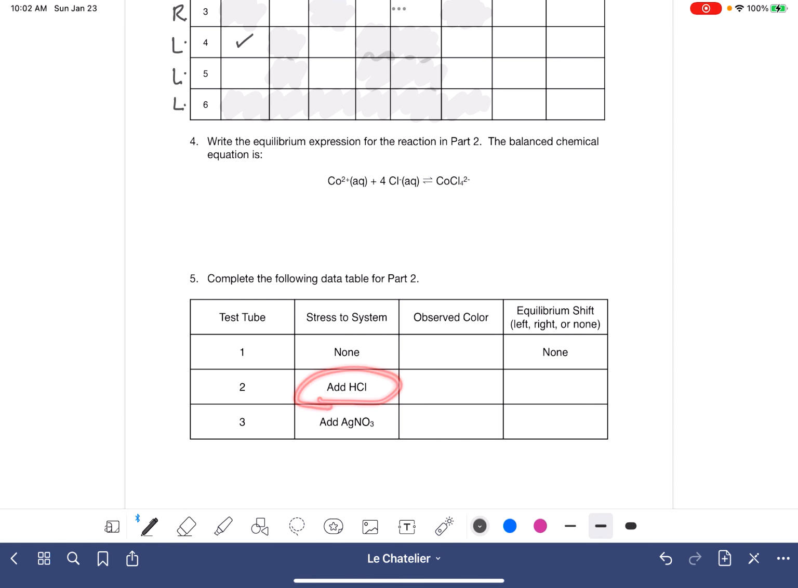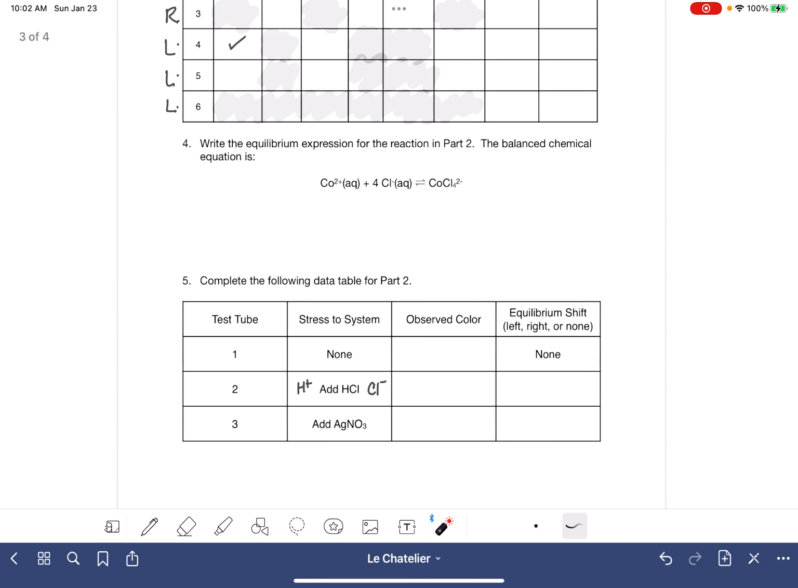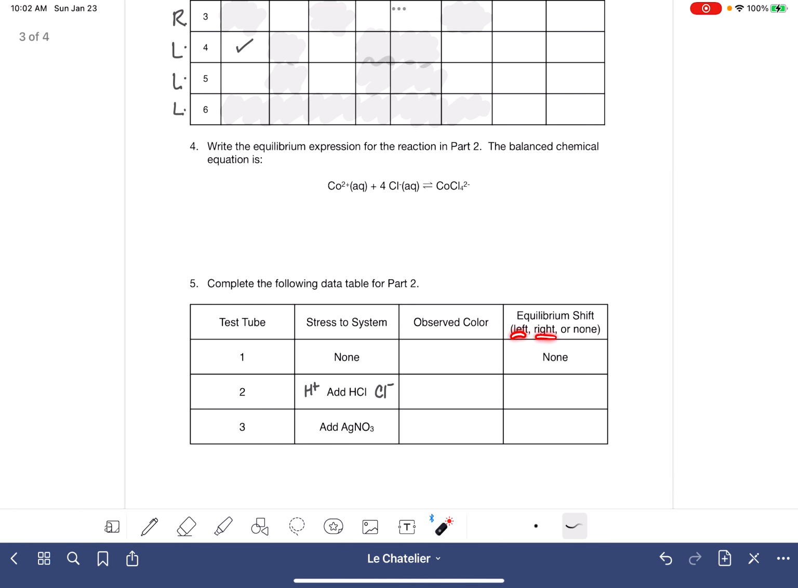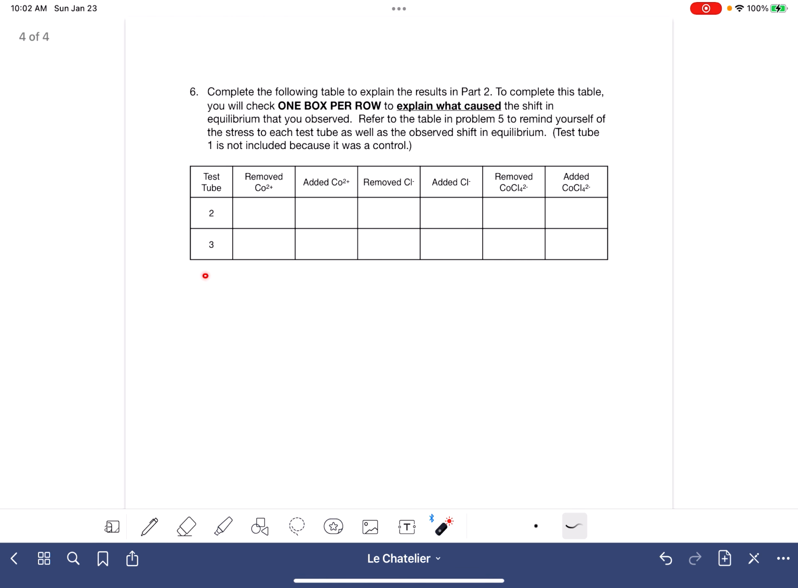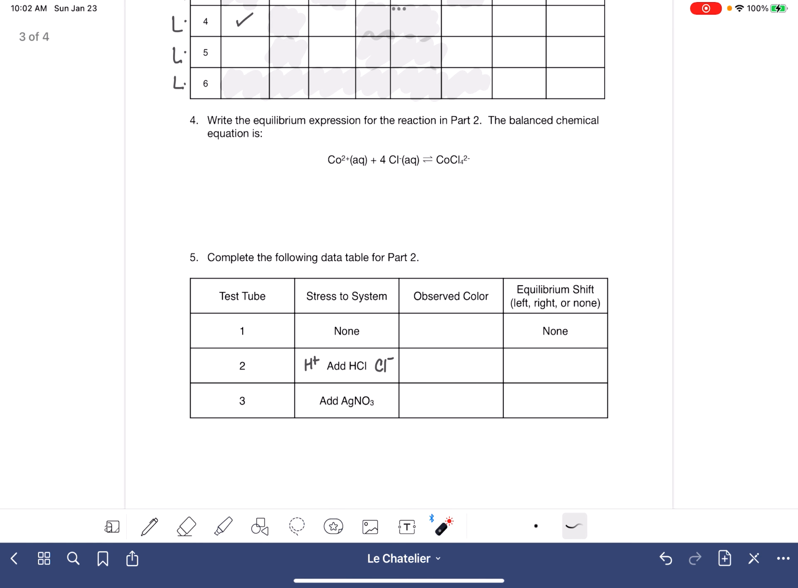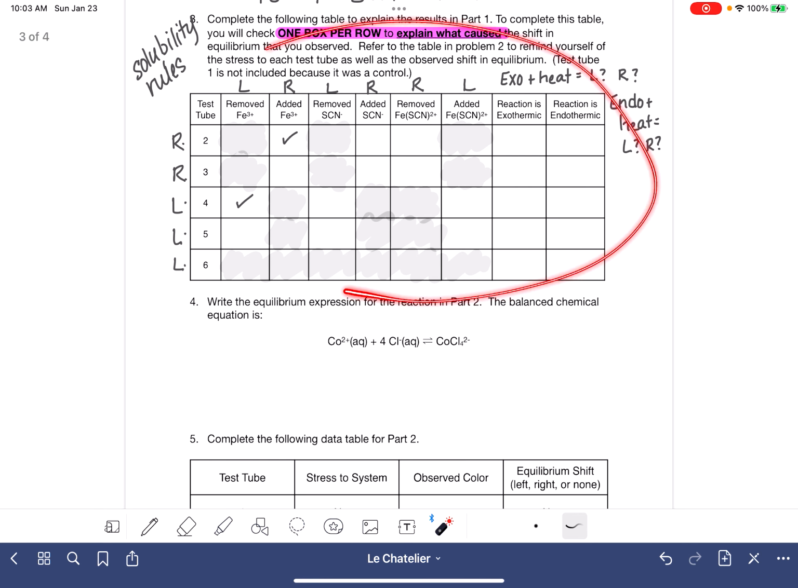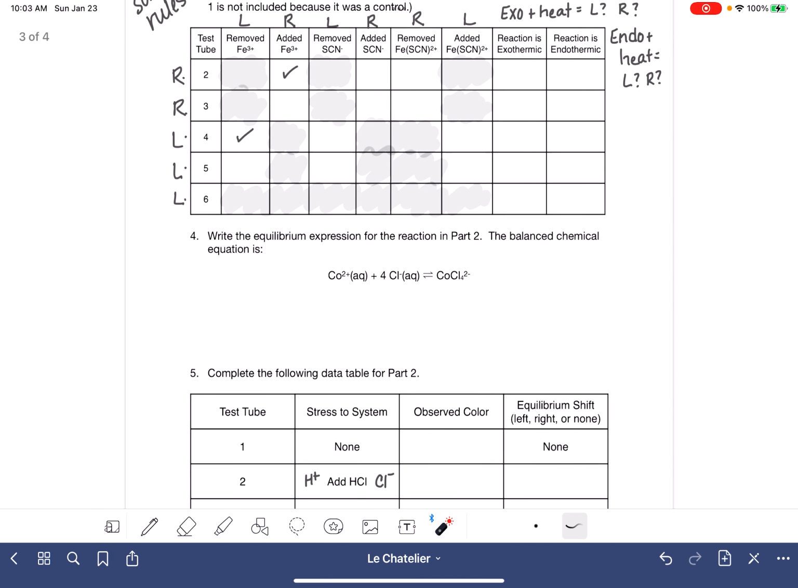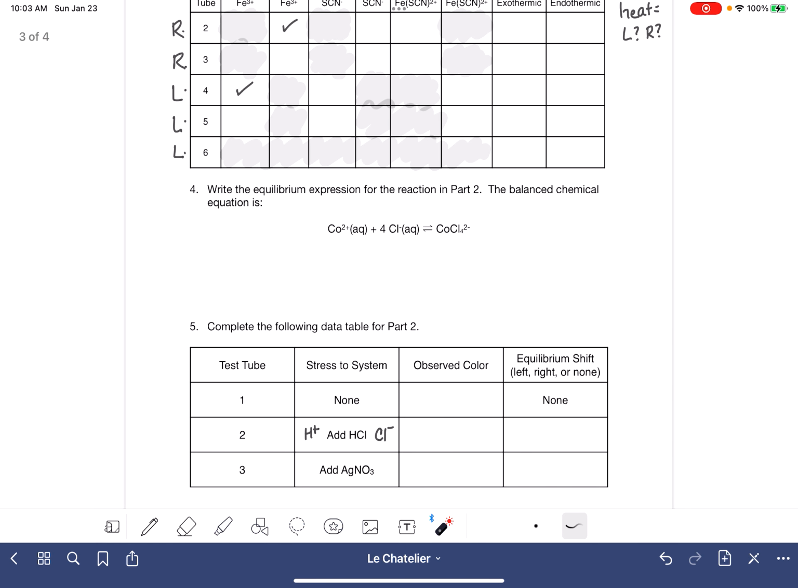This HCl is a source of H+ and Cl-, and we have Cl- present in the system, so you're going to be able to use this to draw some conclusions about the colors that you observed corresponding with left or right. And then once you get that figured out, you're going to go over here and do a similar data table, checking 1 box per row. Maybe you want to start with this one because this one might be a little bit easier. But if you can get yourself through this, then you should have no problem with finishing the rest of the assignment.